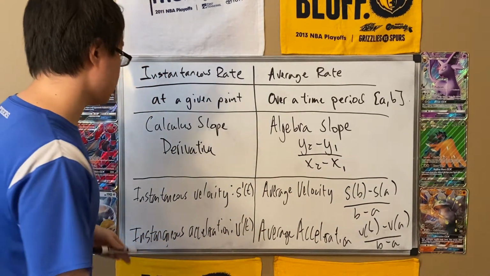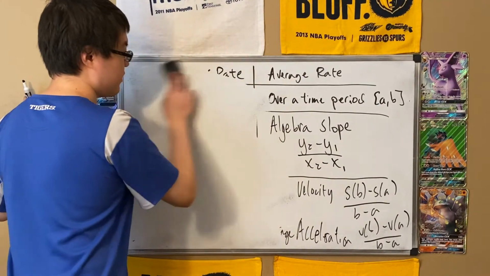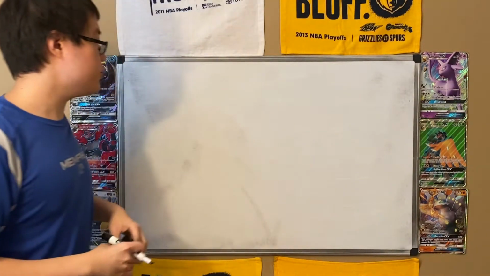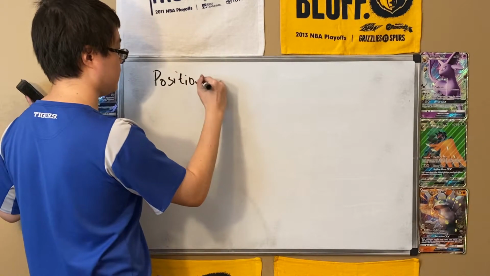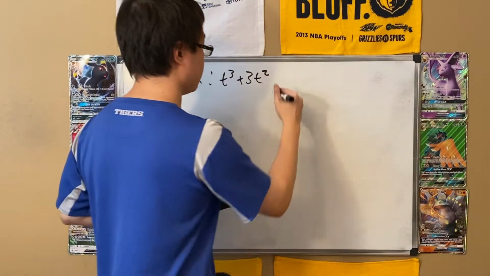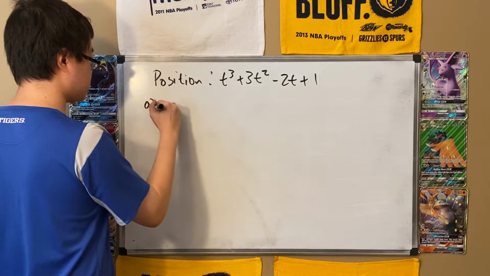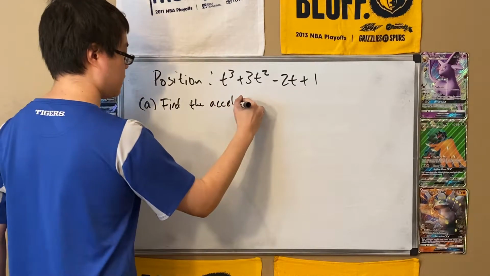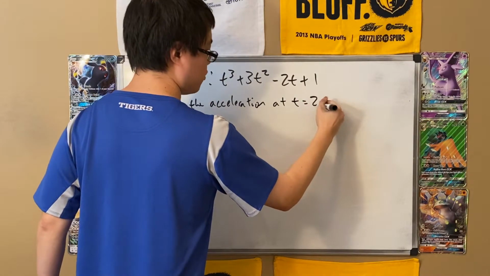So let's practice this real quick. So I'm going to erase this. Let's start off with a particle motion question. So let's say our position is given as t cubed plus 3t squared minus 2t plus 1. I just made up some random numbers. And what we're going to do is, for the first question, we're going to try to find the acceleration at t is equal to, let's say, 2.